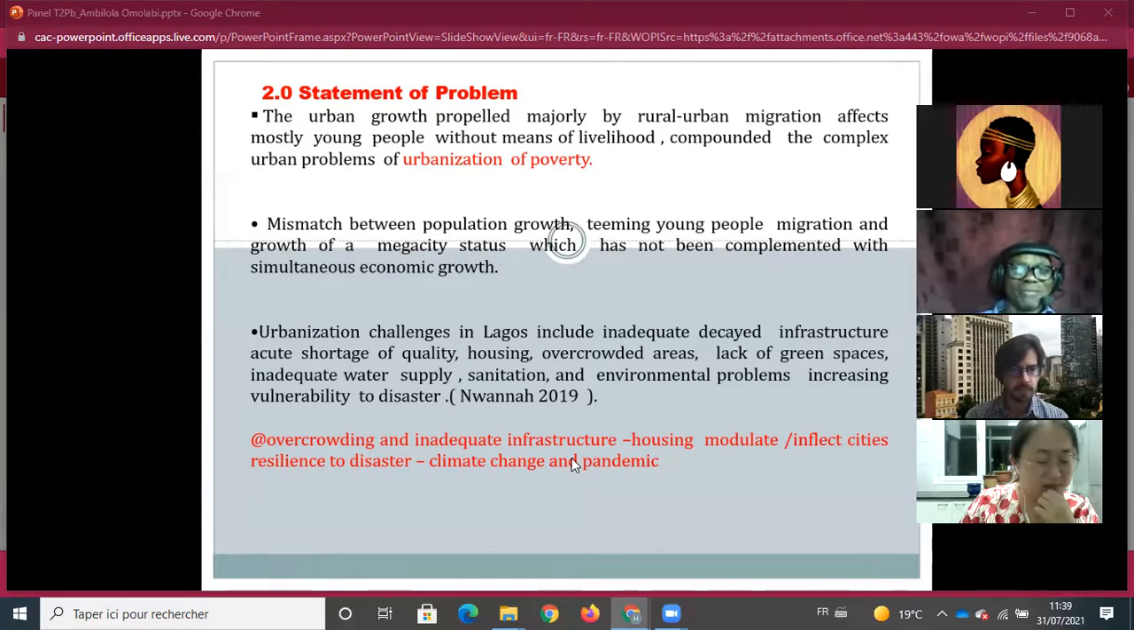I've spoken about the statement of the problem: that urbanization of poverty resulted from the mismatch between migration rate and industrialization or economic growth, and this has led to urban problems, including shortage of housing quality, overcrowding, poor environment, lack of green space, inadequate water supplies. All this increased vulnerability to disaster, particularly COVID-19, that is the bone of contention. Next slide, please.